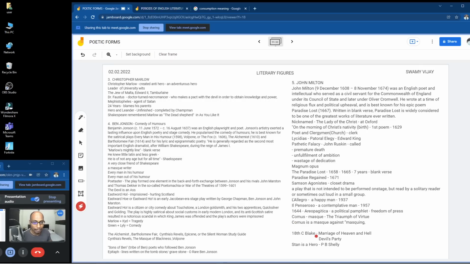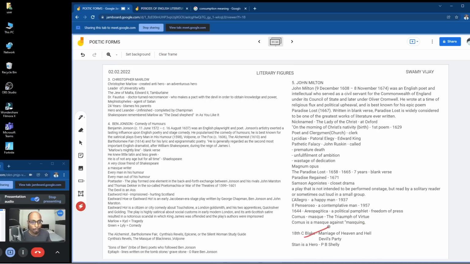Okay. Then the criticism. Comus is a masque against masking. So he has criticized the masque, how they have used it and how they have polluted and corrupted it. See how he has criticized the literary usage of the masque. And then in the 18th century some criticism has come for John Milton also.